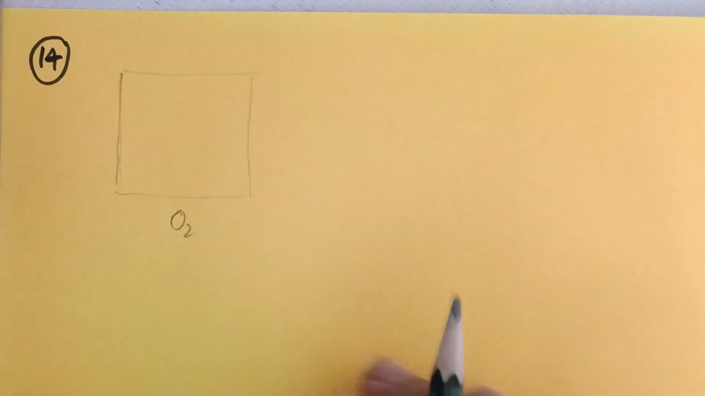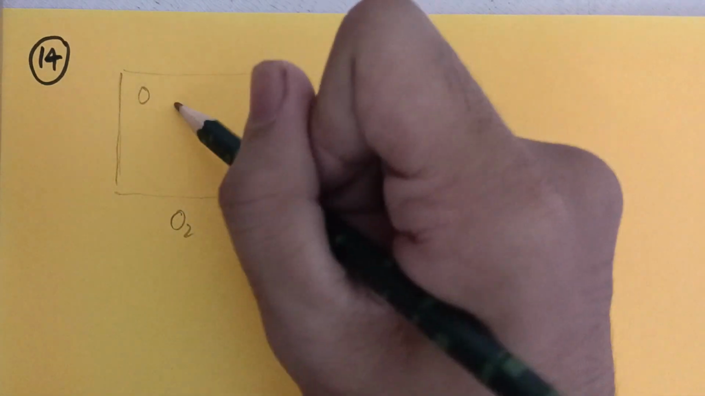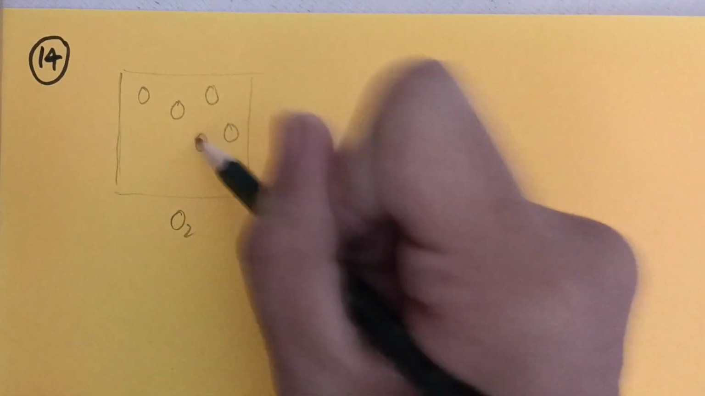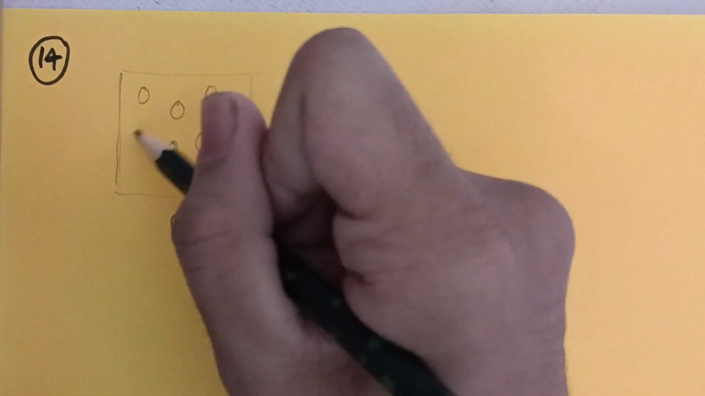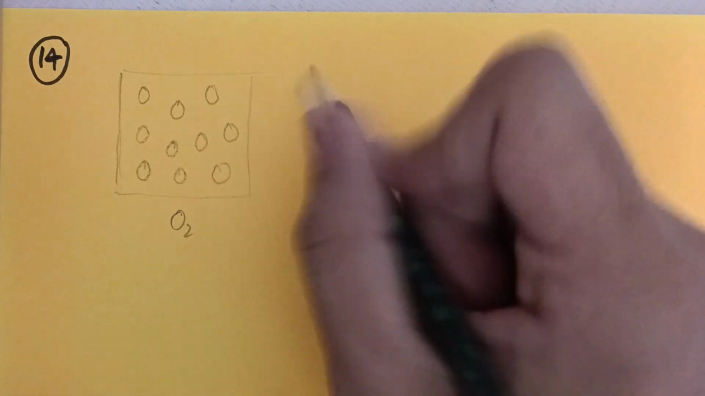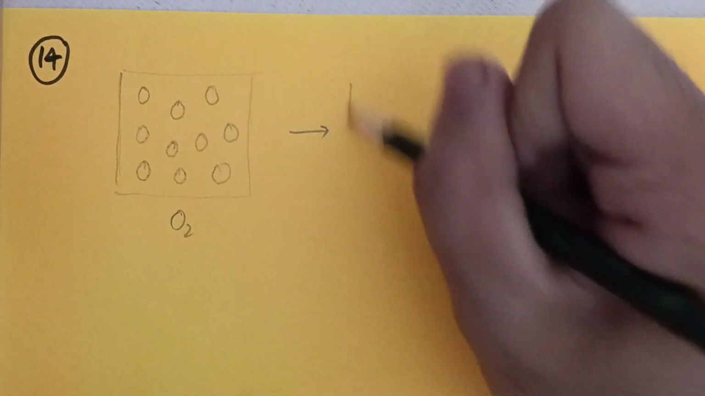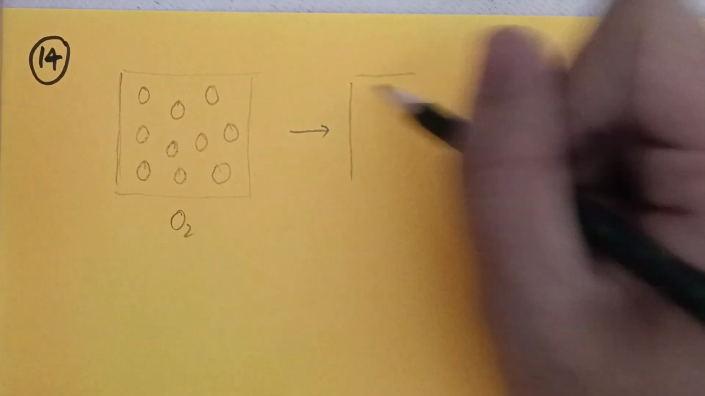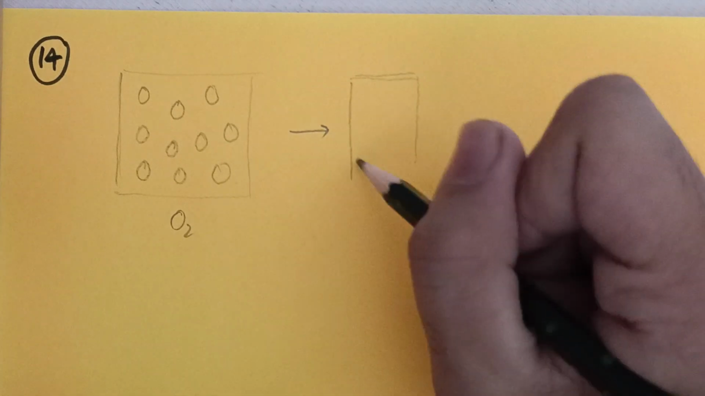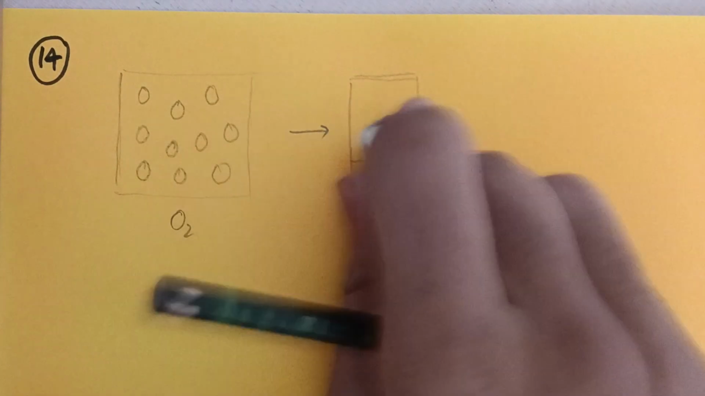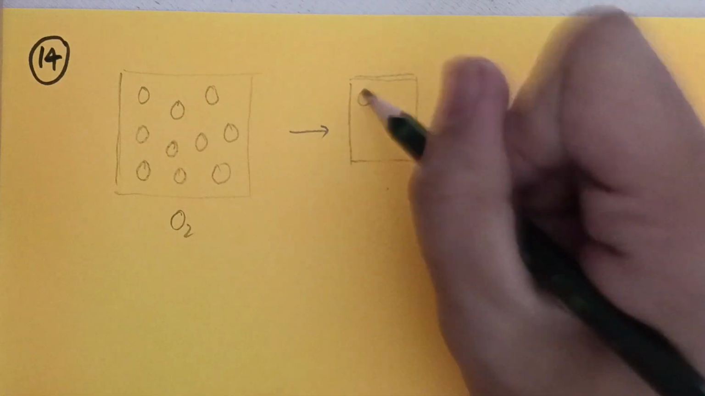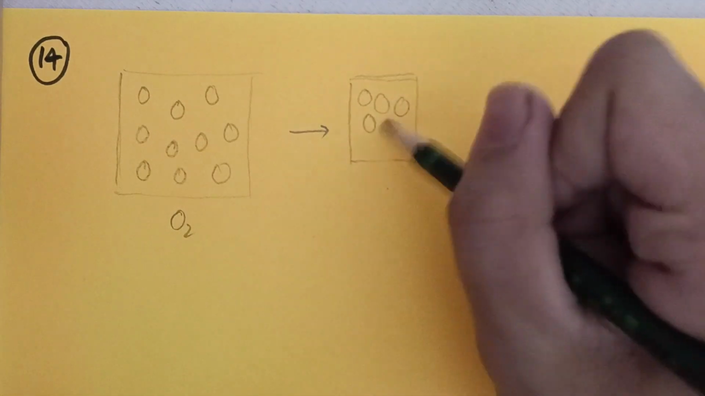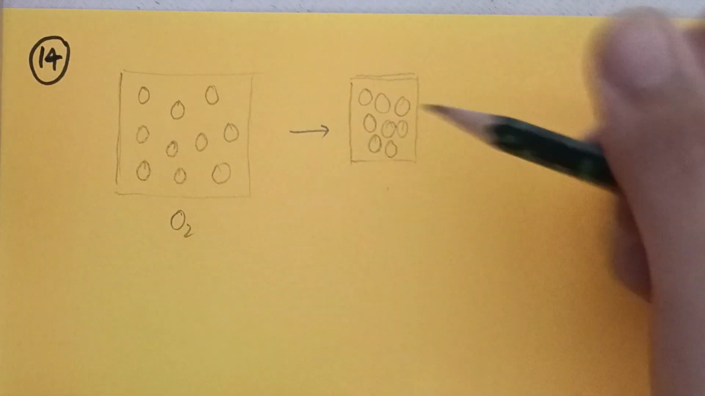Let's think about the structure of oxygen molecules at room temperature. The molecules will be quite scattered and they will be quite far apart. Because they're far apart, if we compress this, it may become something like this. So let's say I compress it into a smaller space. The molecules will be closer together. I think that's the only difference that will happen once we compress it.